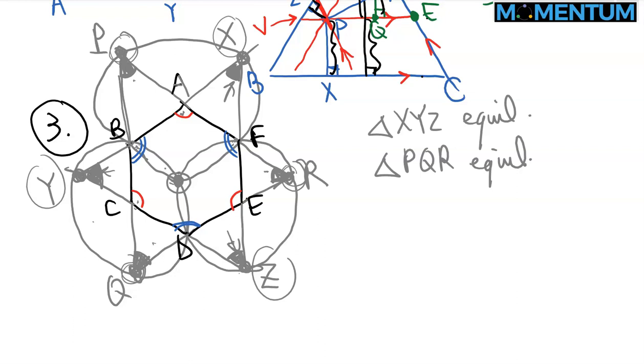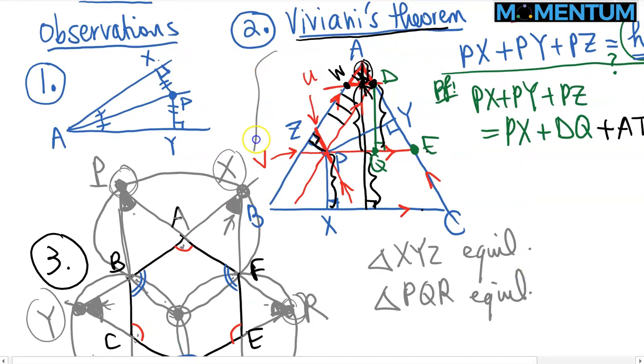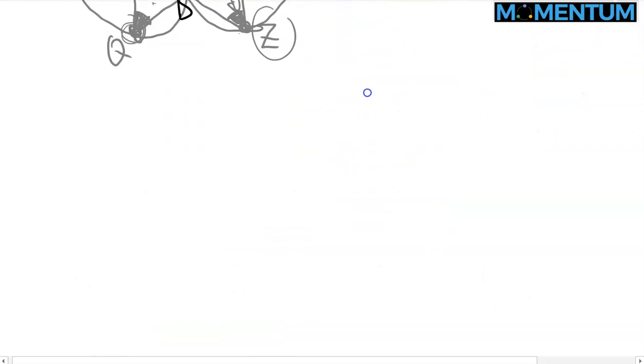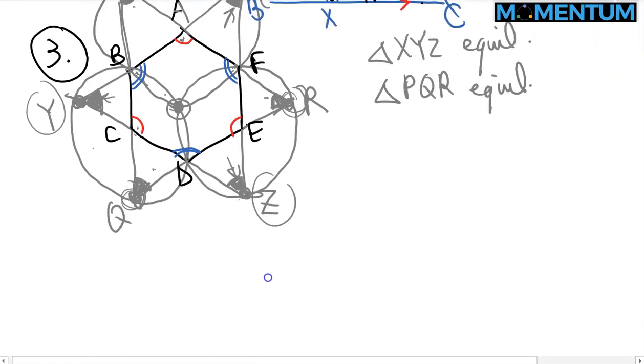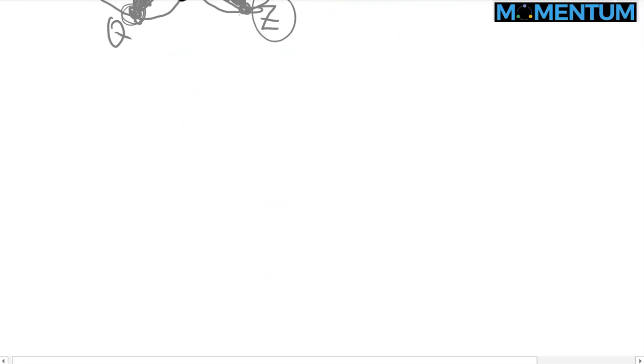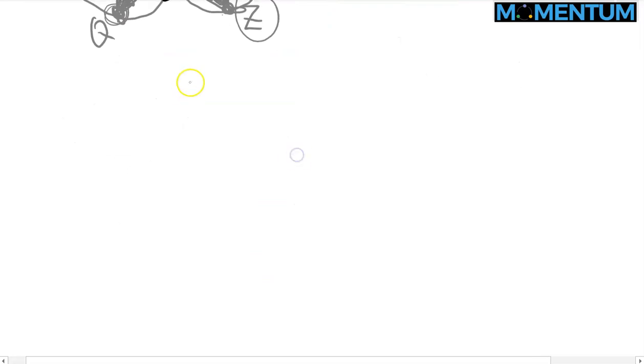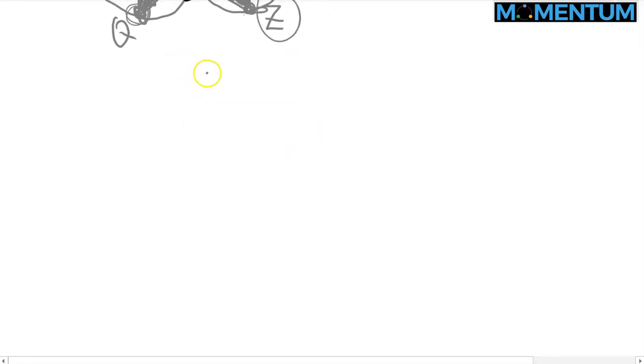I will just do a direct solution using Viviani's theorem, right? So it will be very straightforward. I'll just use observation 1 and 2, and then boom. Well, okay, so the nice thing about the third observation, it kind of helps us draw a nice, neat picture if you guys want. So that's exactly what I'm planning to do.